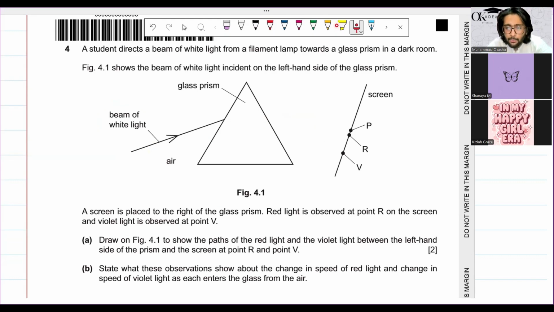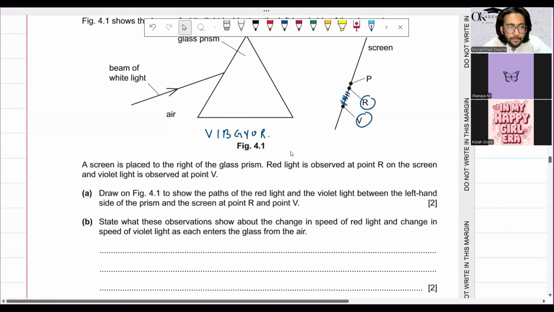So we have a screen. Red light is observed, so here is the red light, at point R on the screen. The violet is observed at point V. So violet is here. I hope you've remembered from kindergarten, I'm sure you've remembered the rainbow colors: violet, indigo, blue, green, yellow, orange, red. So here's V and here's R, and all the colors are in between.